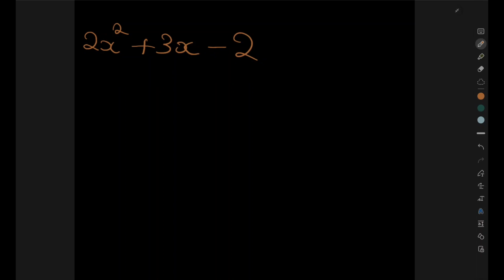We know that 2 is obviously divisible by 2, but 3 is not divisible by 2, so we don't have a common factor in this case. So how do we go about solving this one? There's a couple of ways, but I'm going to show you one way in which we can do it. We take the coefficient of x squared, which is 2, and we multiply it with the constant, which is negative 2. So 2 multiplied by negative 2 gives me negative 4. Now I need to look at the factors of negative 4 that, if I add them together, have to give me 3.